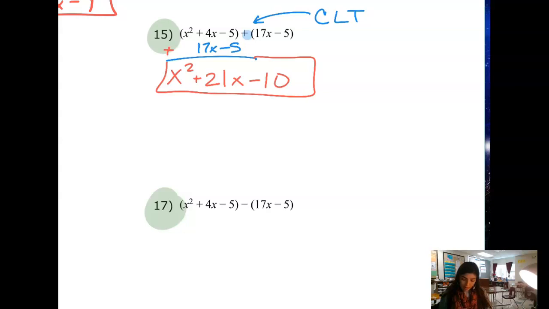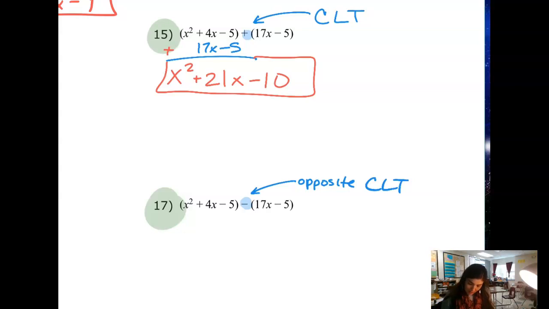On number 17, however, this is not a combined like terms question because we are subtracting. The way I taught my students is to line up the opposites, since you're distributing that -1, and then you'll CLT, or add like normal. Add the opposite. Subtracting is adding the opposite. So we line up the opposite like terms.